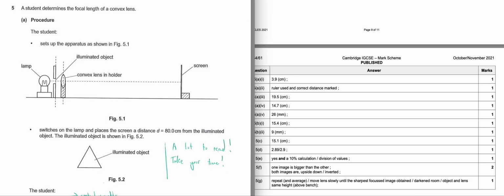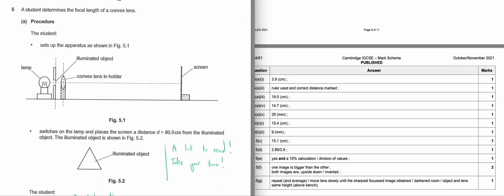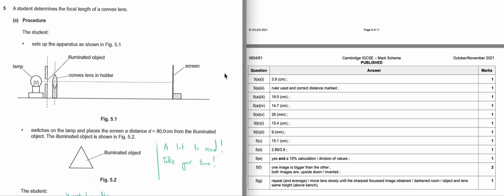Folks, we're looking here at our Winter 21 question paper 6.1, and we're looking at question 5, which is one of the physics questions this time. We're looking at the focal length of a convex lens. As usual, I'm going to show you my answers and compare them to the mark scheme.